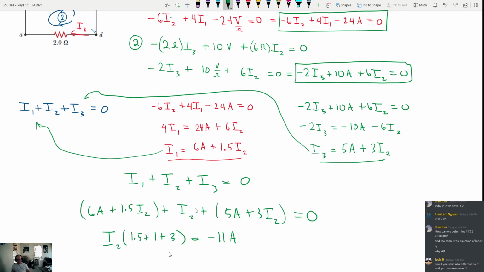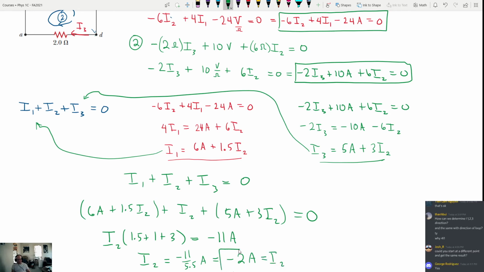If we add together all of our coefficients, we get I2 multiplied by 1.5 plus 1 plus 3, and all of this should be equal to -11 amps, which is 6 plus 5. So we add these together: 3 plus 1 is 4, 4 plus 1.5 is 5.5. So I2 is equal to -11 over 5.5 amps, and if I multiply by 2 over 2, this becomes 22 over 11. So is that 2? Yeah, it's 2, right? So I2 is -2 amps.